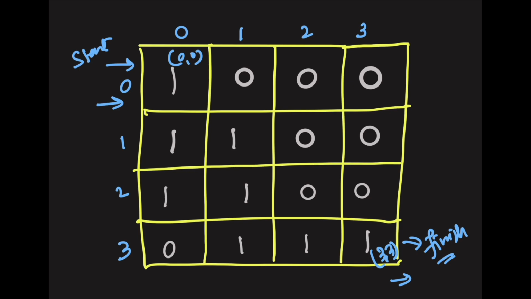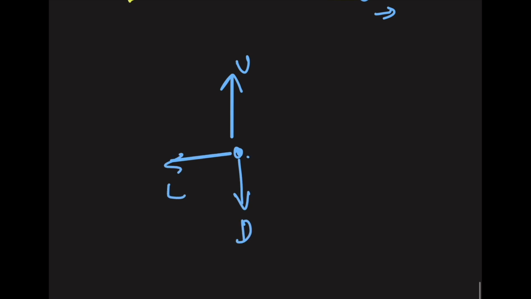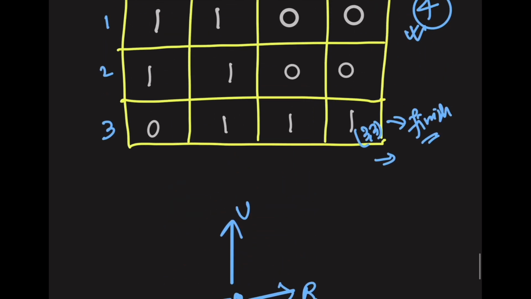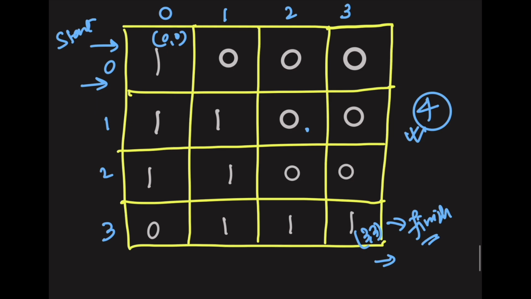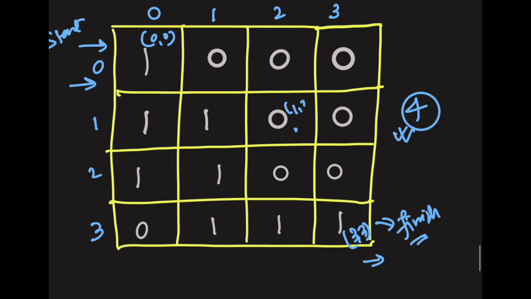Now the question says we can traverse in four ways. So let's understand what these four ways mean inside a maze. We can go up, down, left, and right. What does it mean? Suppose we are over here, so our index is 1,2. 1 is our row and 2 is our column.